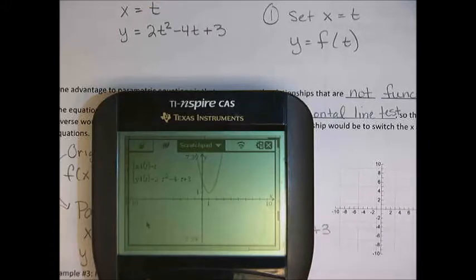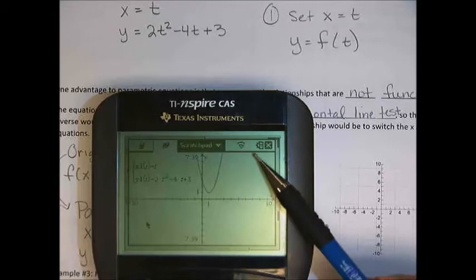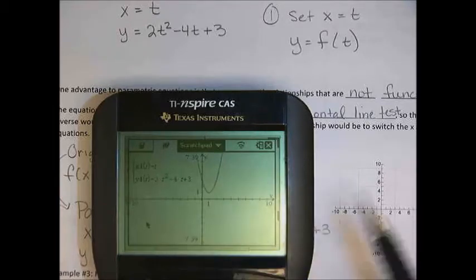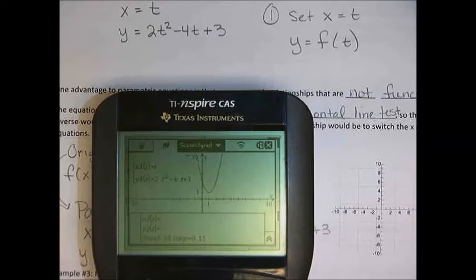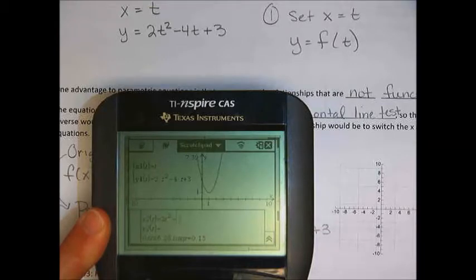Now to graph the inverse. Now we know the inverse, the graph should be reflected over the line y equals x. I want to type in the equation and I want to switch my x and y values. So my x value is now going to be 2t squared minus 4t plus 3, and my y equation is going to be t. And again, I want to make this t min -10 so I get a complete graph here.